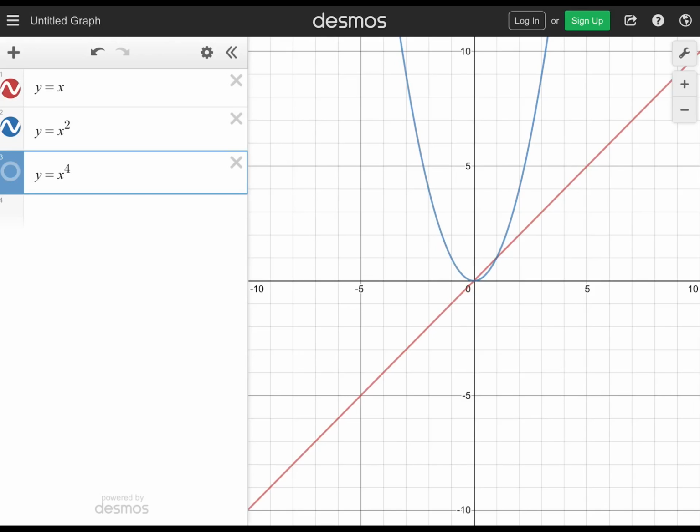Let's go ahead and talk about end behavior. So end behavior is exactly what it sounds like. It is what is happening to our graph at the ends of the graph. So basically, let's just look at y equals x, the linear function.